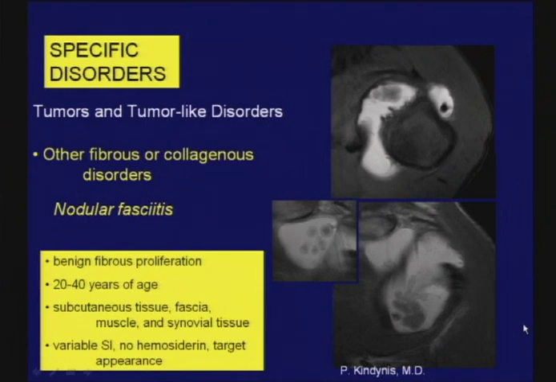The second rare intra-articular process is nodular fasciitis. This typically occurs in a slightly younger age group in the subcutaneous tissue, fascia, or muscle. But there are reports of this occurring in a joint. One of our previous research fellows reported this case of nodular fasciitis within a glenohumeral joint.